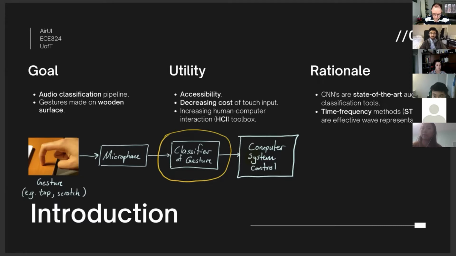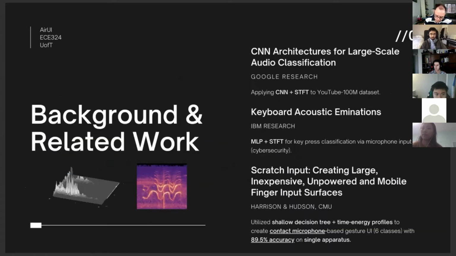Next slide. In terms of background, we have two major papers from Google and IBM that show great results with CNNs and MLPs on spectrograms and MEL spectrograms for audio classification, as well as one state-of-the-art paper in scratch input from Carnegie Mellon. They use a custom apparatus to get 89.5% accuracy on six gesture types, and that's kind of what we're competing against.